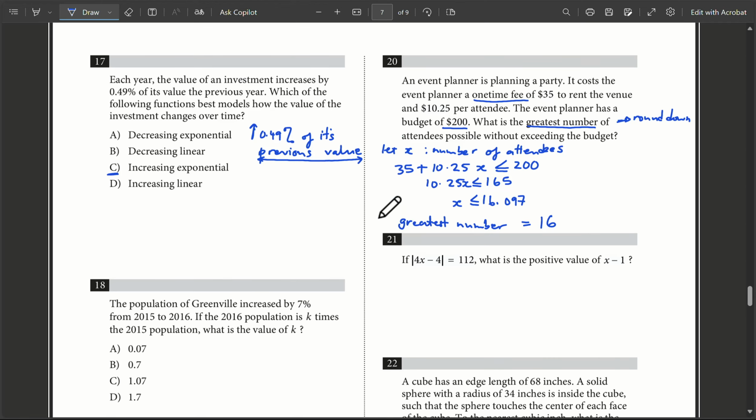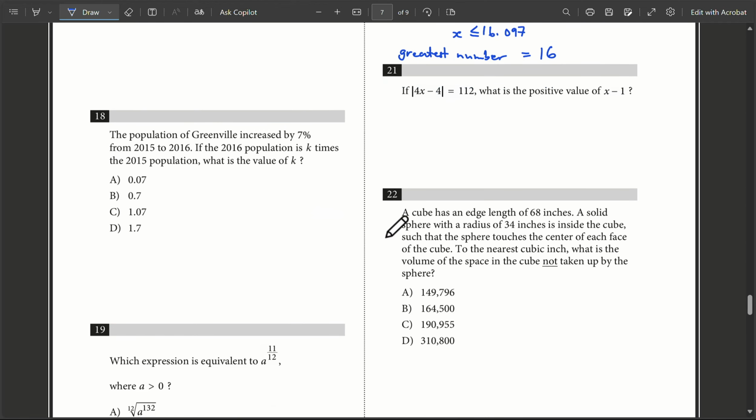Okay, and then number 18, the population of Greenville is increased by 7% from 2015 to 2016. If the 2016 population is K times the population of 2015, what is the value of K? Okay, so we're told from 2015 to 2016, there was an increment of 7%. And then the population of 2016 is the population of 2015 times K.